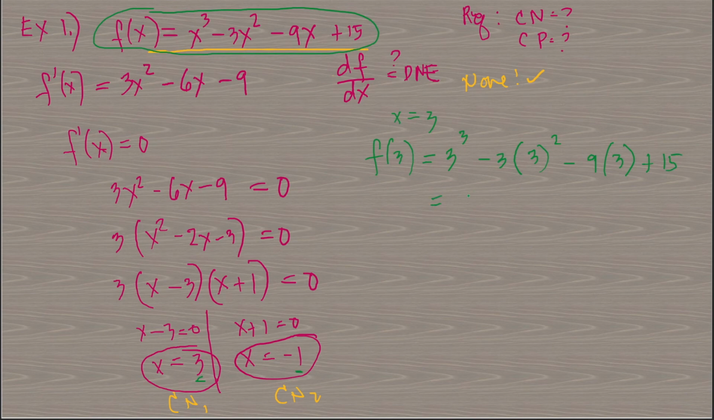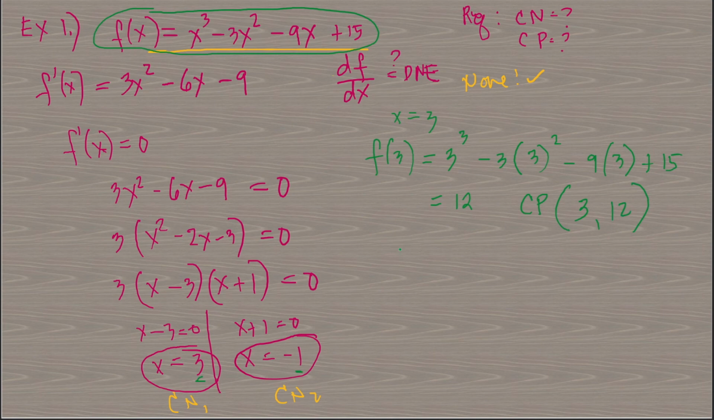Please pause the video if you would like to, and then evaluate. I have done this problem, so I'm very sure that if x is 3, I would get positive 12. So the first critical point is 3, 12.